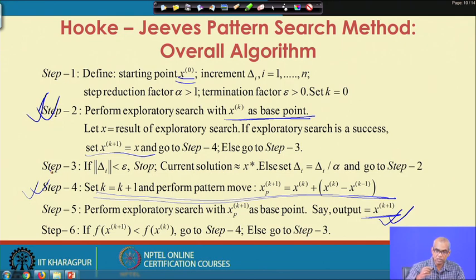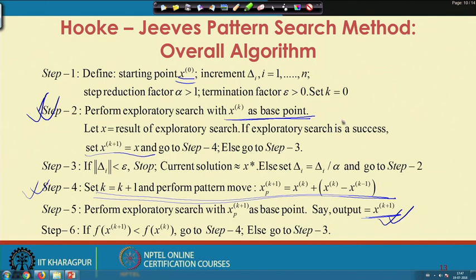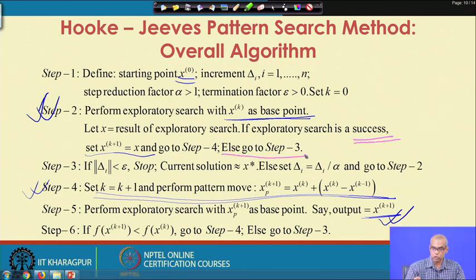If the exploratory search was not a success, then we go to step 3, where we first check if the increment is sufficiently small or not. If the increment is already sufficiently small, we will stop, and the current x solution is the approximate value for the solution of the problem.